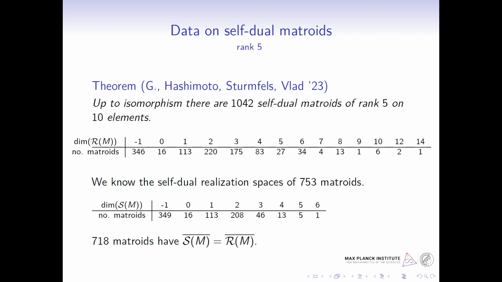And here the question that was asked before for rank 4: here for 718 of the matroids, the closures of the self-dual realization space and the realization space really coincide.